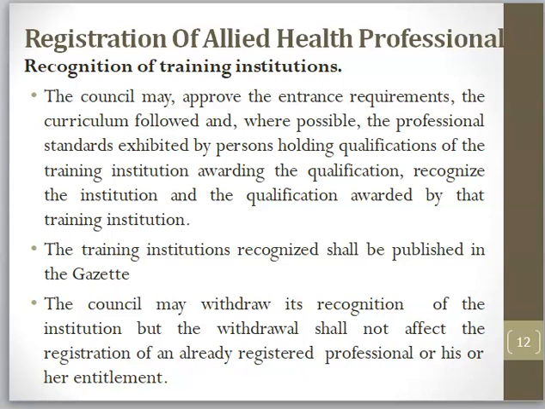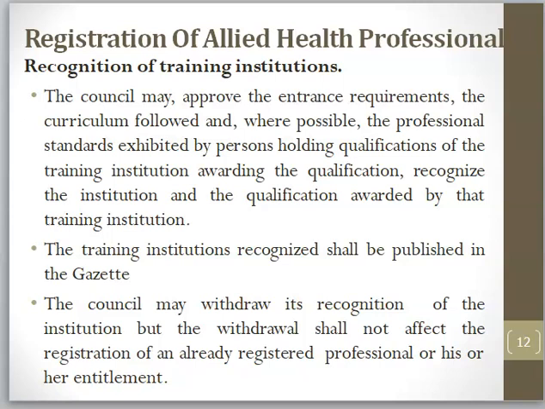Now, registration of all allied health professionals. This one, it will be in bits. First, let's talk about recognition of training institutions. Now, the council may approve the entrance requirements and curriculum, and where possible, the professional standards exhibited by persons holding qualifications awarded by recognized training institutions, and the qualifications awarded by those institutions. Of course, the council approves these training institutions.